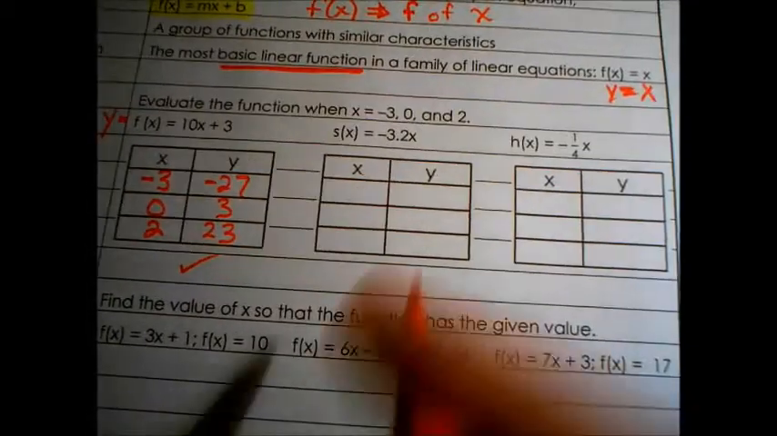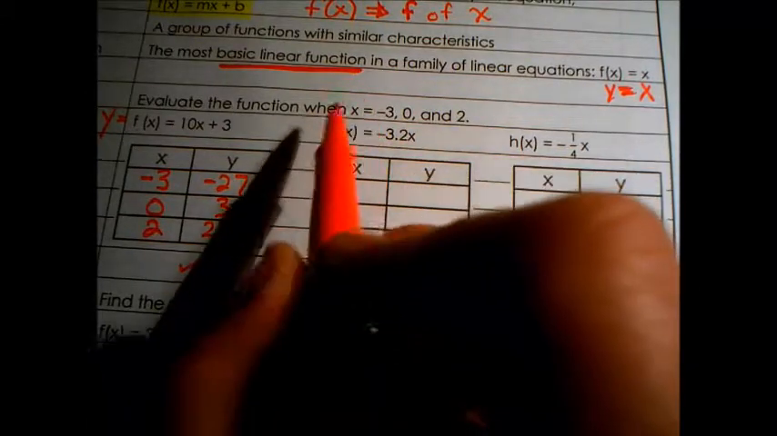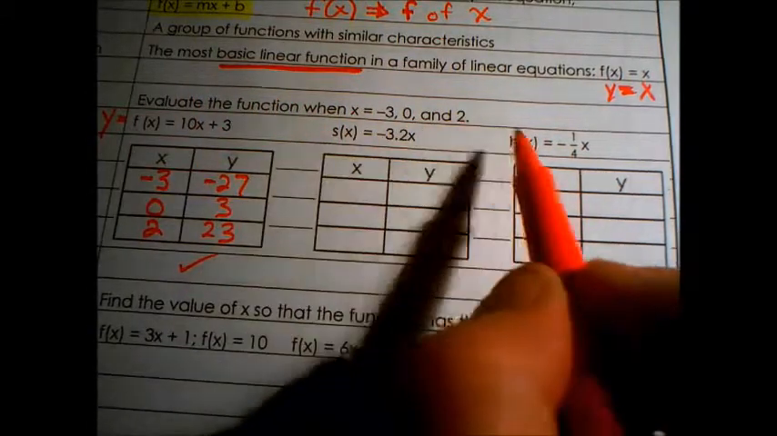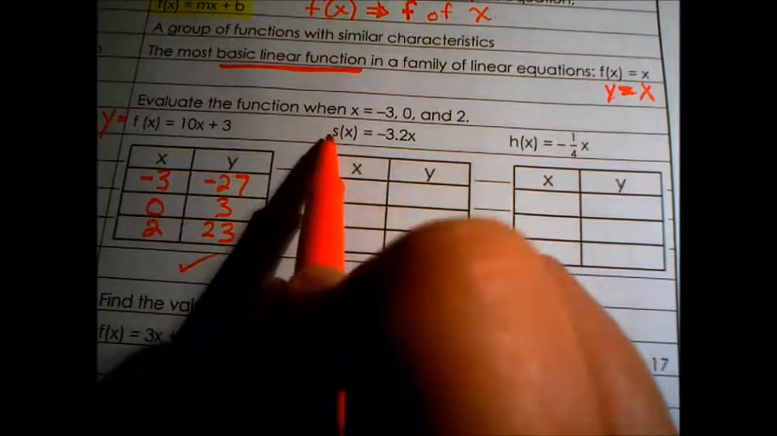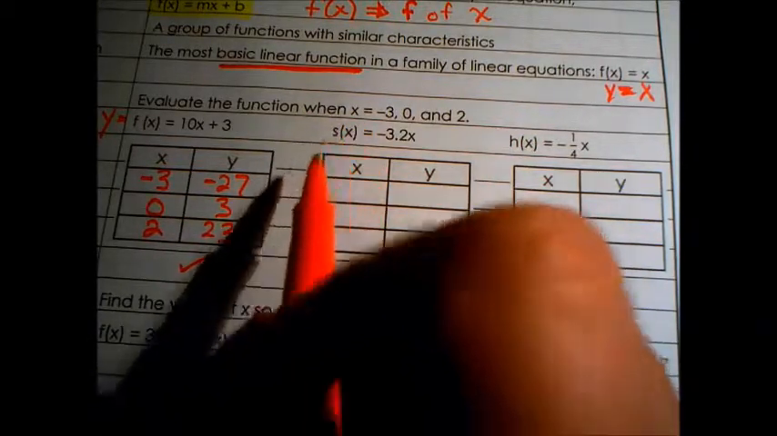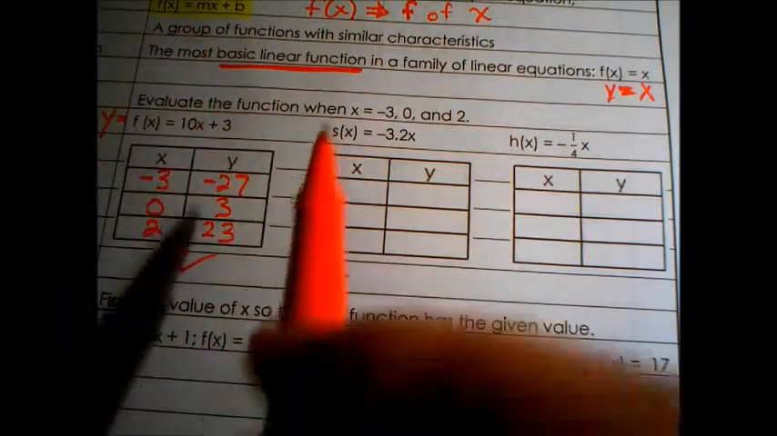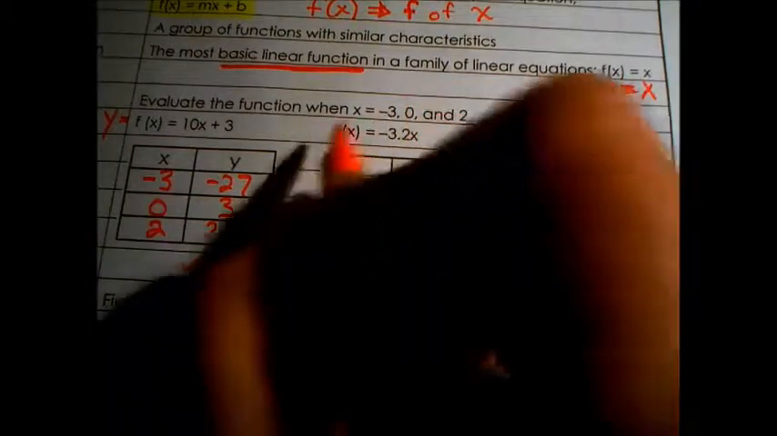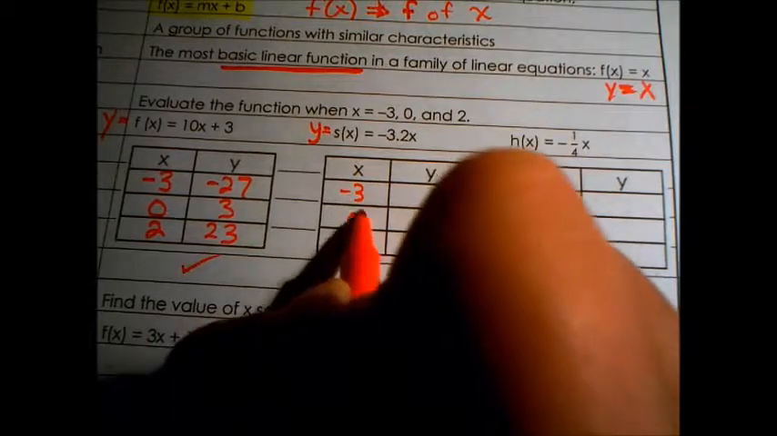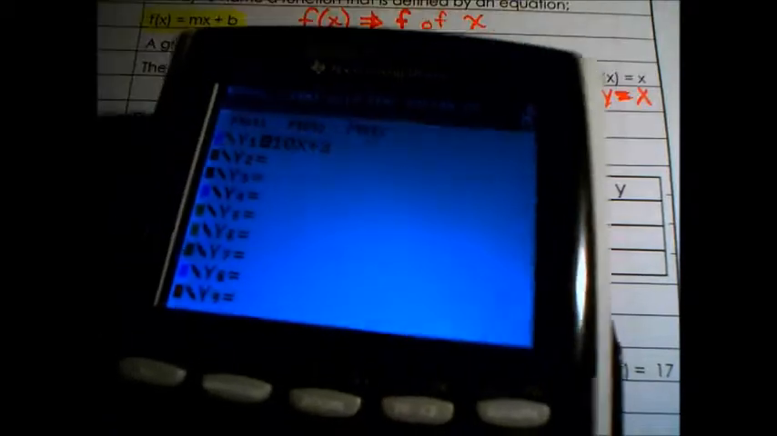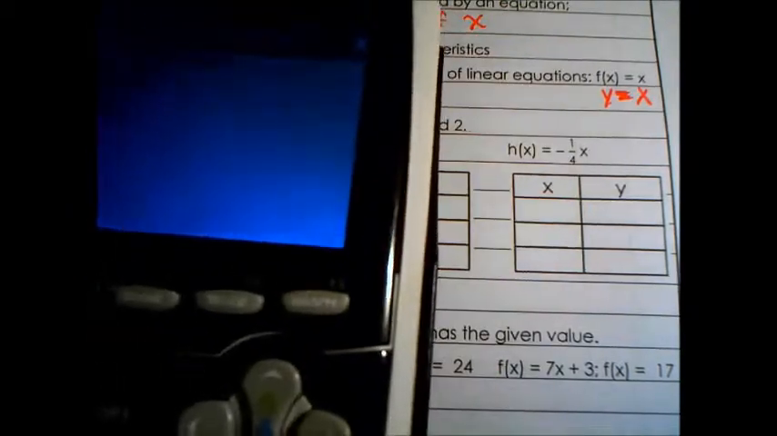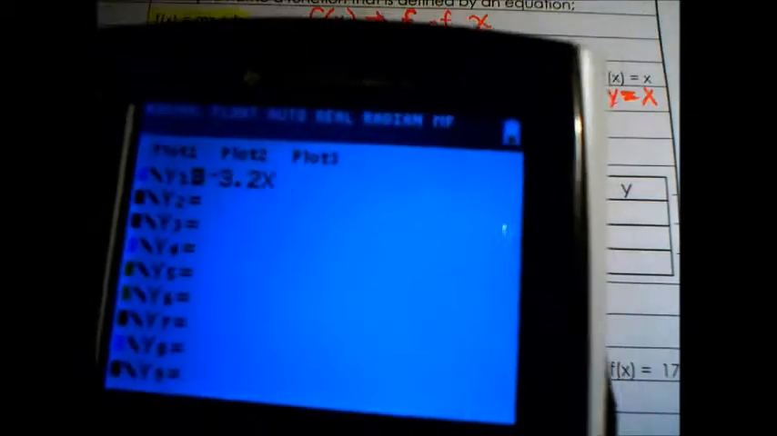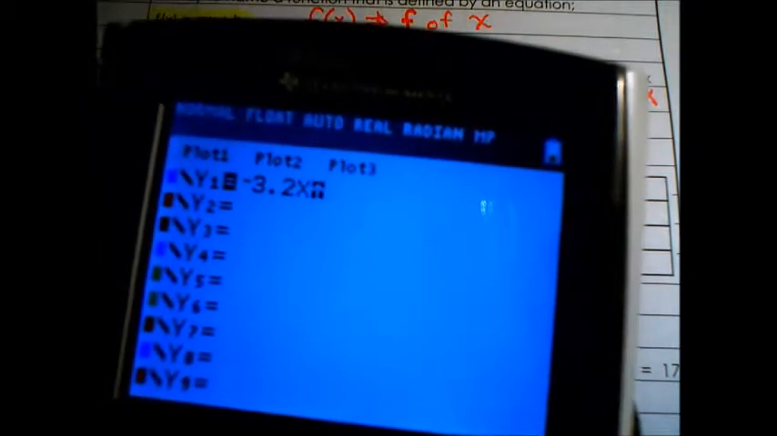Okay, on the next one, notice they have an S on this one. If it's an F or an S or an H, it does not matter what letter they put in front, but this notation represents a function. They can have any little letter out front, but they'll always have an x inside when it's in your formula. So I'm going to do the same thing, as a y. I'm going to put negative 3, 0, and 2, and type that into my calculator. So y equals negative 3.2x. We'll make sure we type it in right. We're going to go to our table.